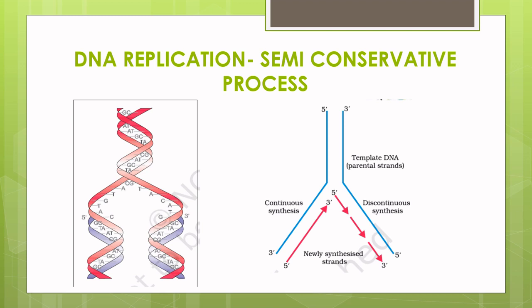The result of DNA replication is two DNA molecules, each consisting of one new and one old chain of nucleotides. Thus, DNA replication is called a semi-conservative process. Following replication, the new DNA molecule automatically winds up into a double helical structure.